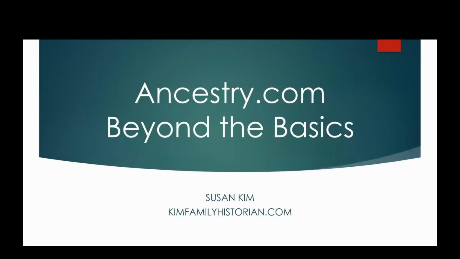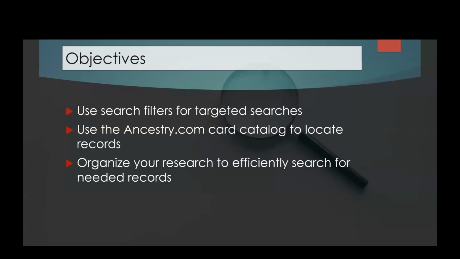We're going to talk about ancestry.com beyond the basics. I have three main objectives today. One is to show you how to use search filters so that you can target your searches. Second is to show you how to use the ancestry.com card catalog. This will allow us to locate the specific record sets that we want and to search just those record sets. And then third is to show you how to organize your research to more efficiently search for just those records that you need.